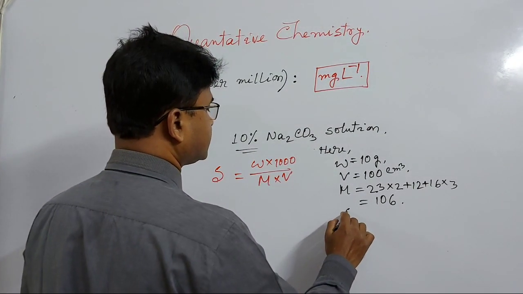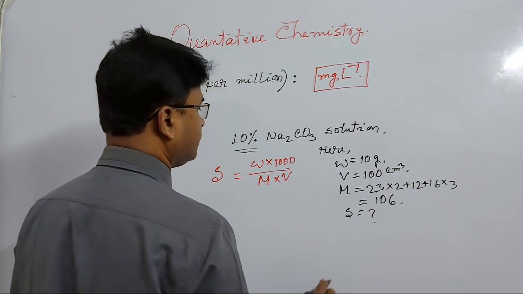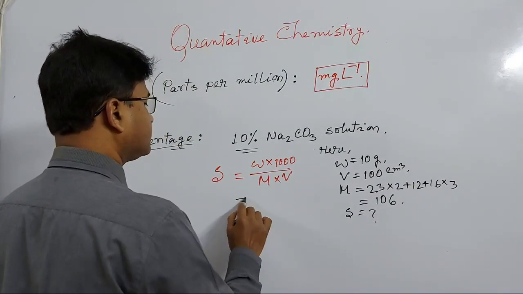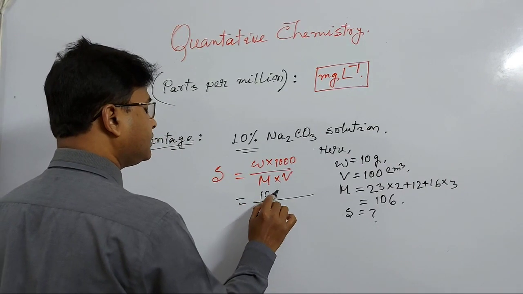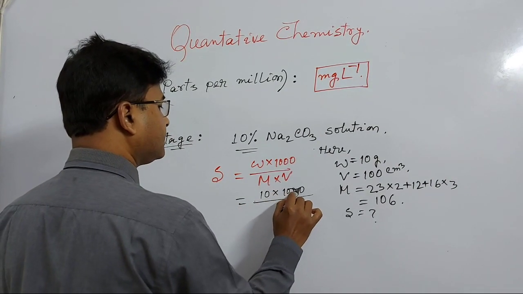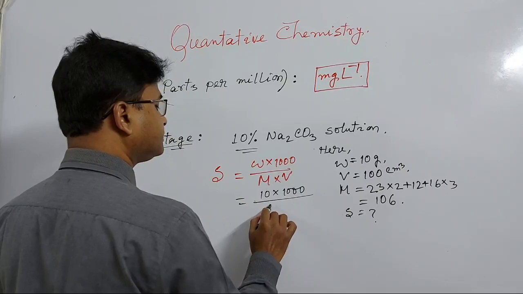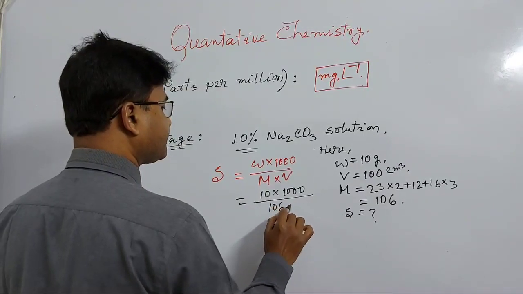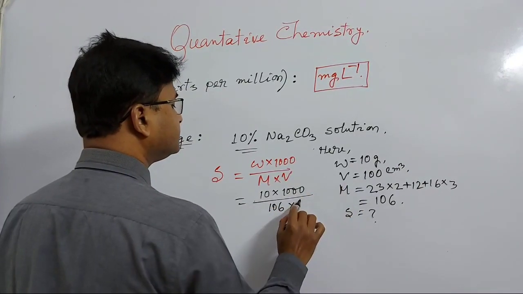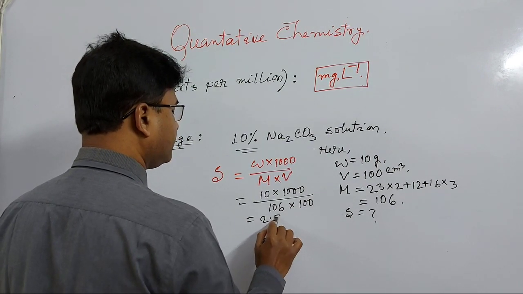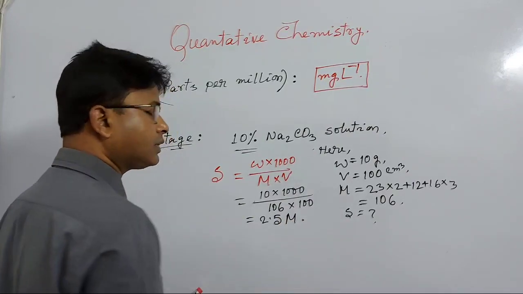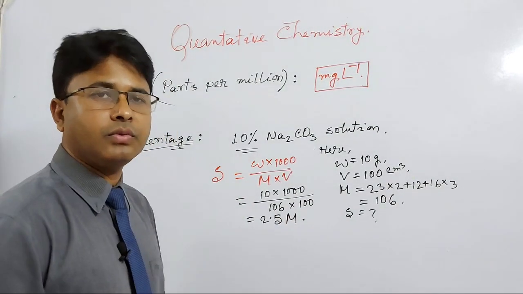So the concentration S is equal to what? Dear students, now I can write here 10 into 1000 divided by 106 into 100 is equal to 2.5 molar. You know that molar means mole per liter.